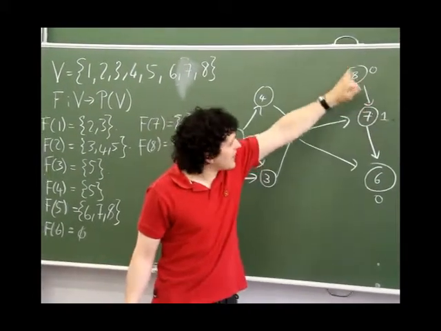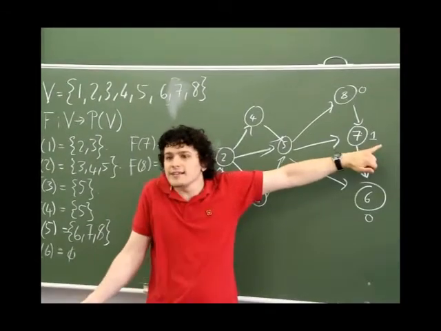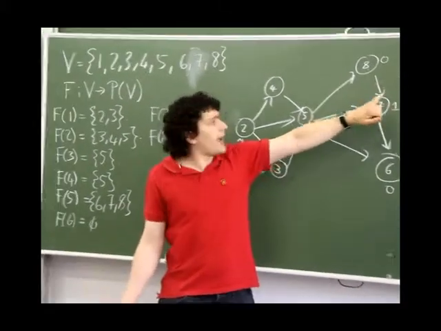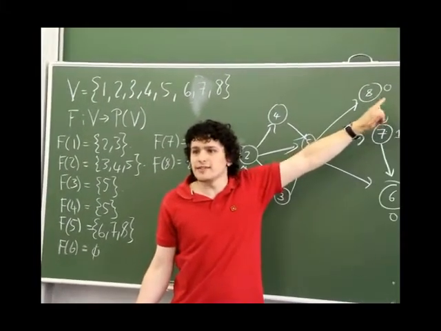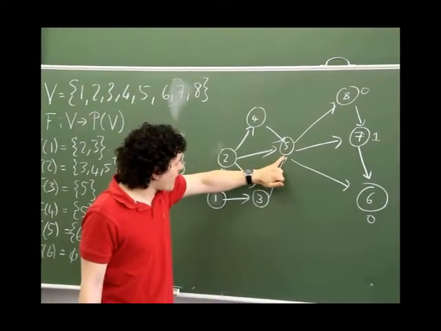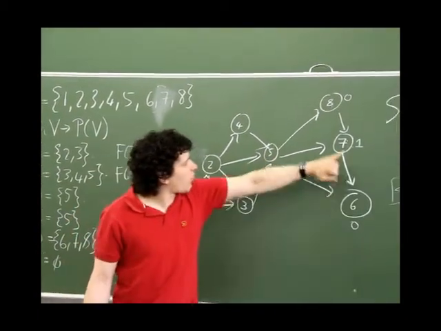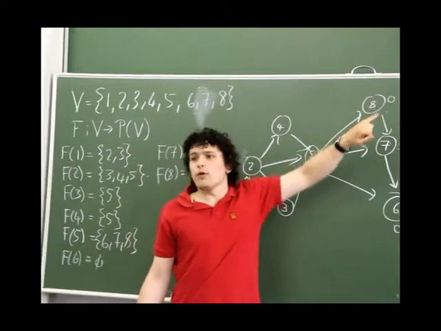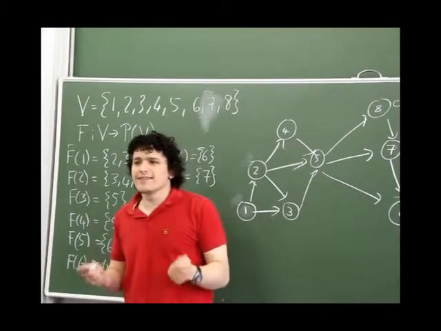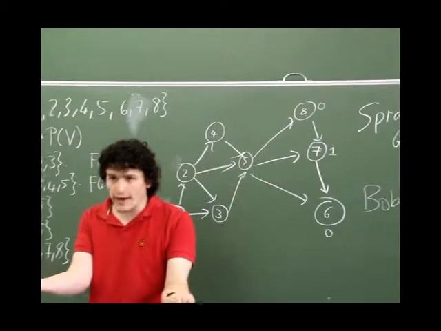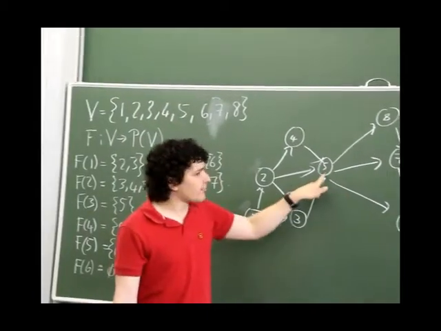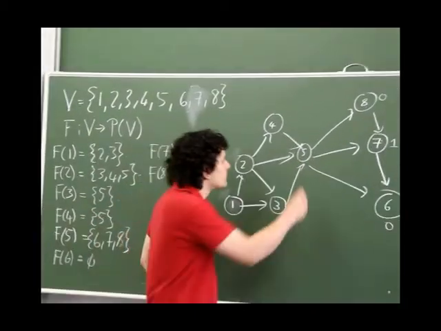For 8, its neighbor is 7, it has a 1, but nothing has a 0. So 8 can put down a 0 because none of its neighbors have a 0. 5 has a 0, a 1, and a 0. Therefore 5 has to put down the smallest number that is not 0 and that is not 1. So for 5, the number is going to be 2.